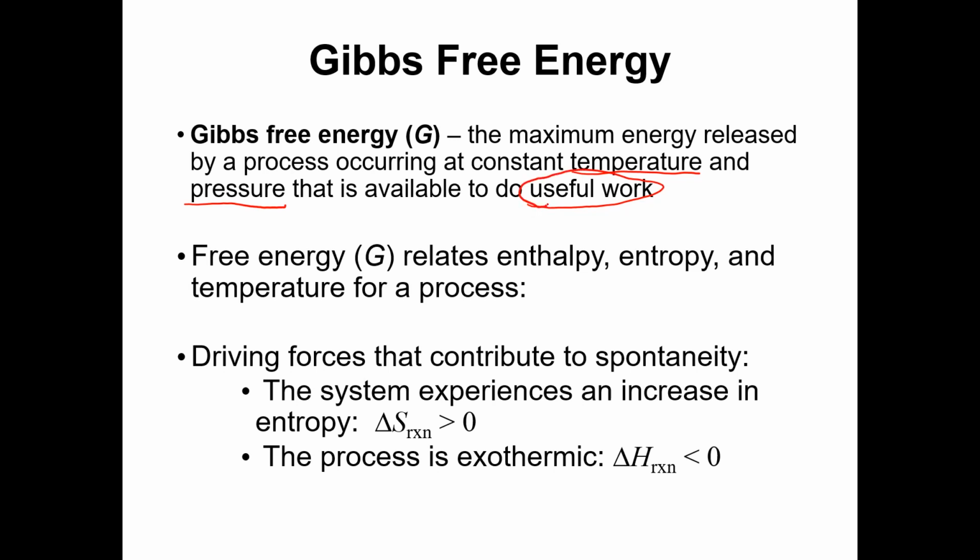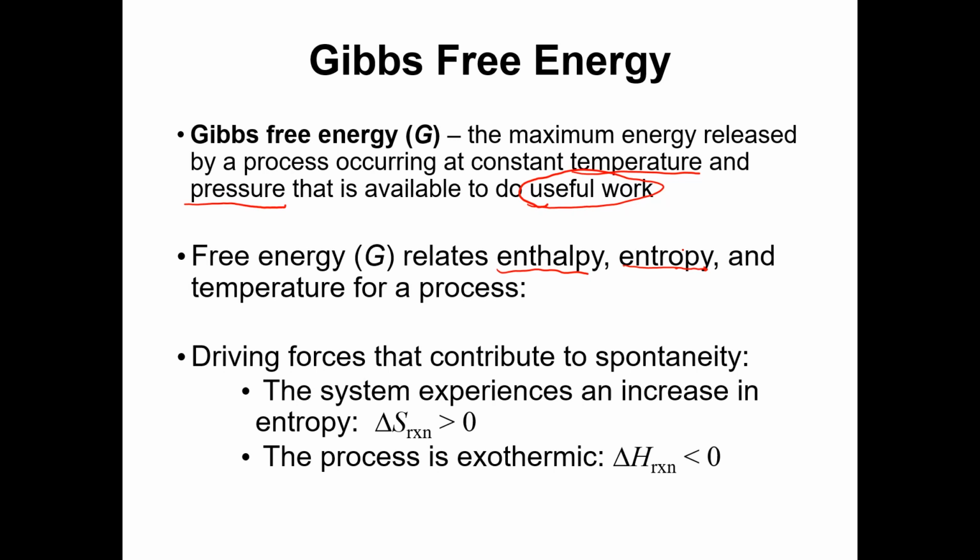So Gibbs free energy is a way of relating enthalpy and entropy, which are the two variables we've already talked about. So remember, enthalpy is kind of like the heat change for a reaction. That's the way we tend to describe it. And entropy is the amount of disorder. So free energy relates enthalpy and entropy as well as the temperature for a given process.